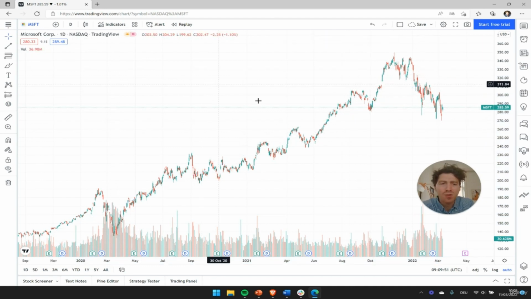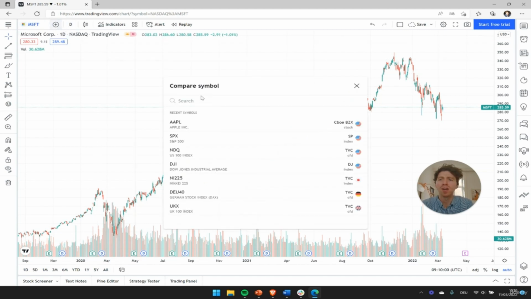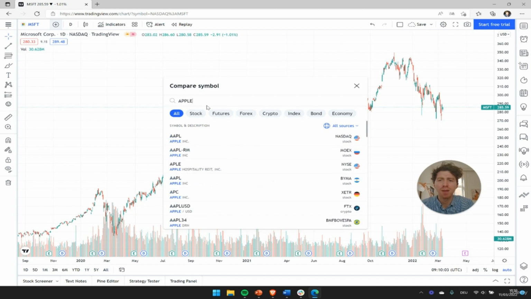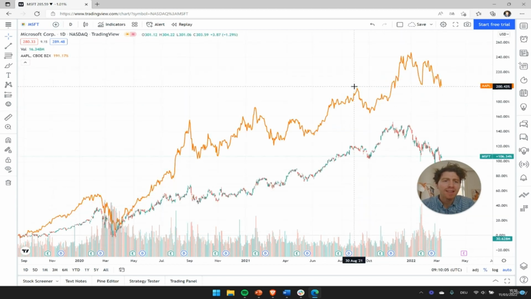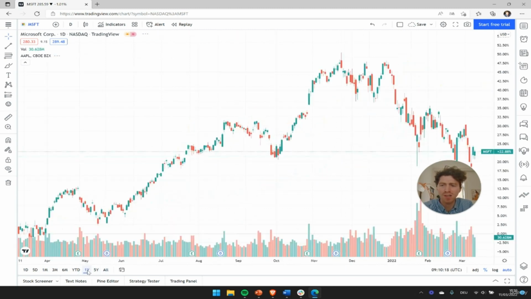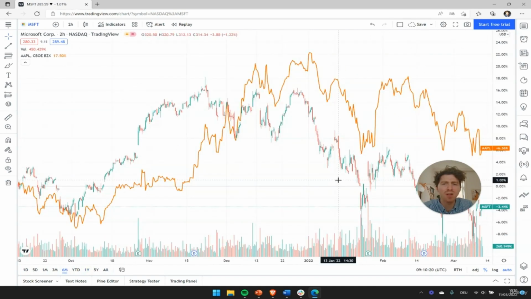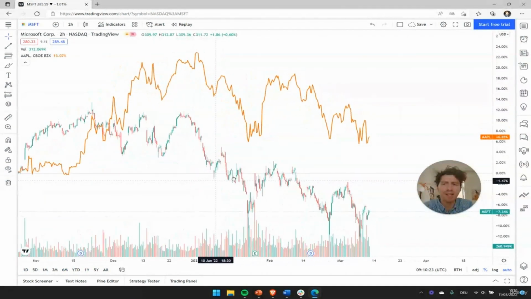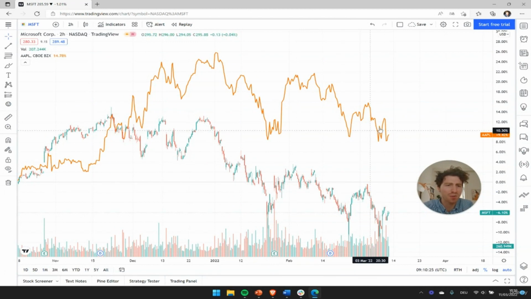Another very interesting thing you can do with TradingView is to compare companies. So if you're not sure if you want to invest in Microsoft or Apple, you can compare and type in Apple. And then you see the price development of both companies. This one is Microsoft and here is Apple. And you can decide, okay, how did the price move in the last 3 years? How did it move in the last year, in the last 6 months, and so on? And based on this, is it a better timing to buy Microsoft or Apple stock?